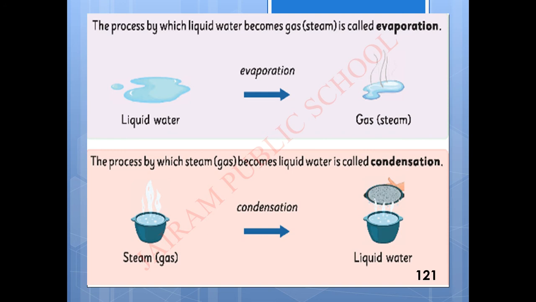When the water is heated, it evaporates into steam. So, the process by which liquid water becomes gas is called evaporation. When the steam comes out by heating the water, and you close it with a lid, you can observe water droplets on the upper surface of the lid. From this, you can easily understand that the process by which steam becomes liquid water is called condensation.